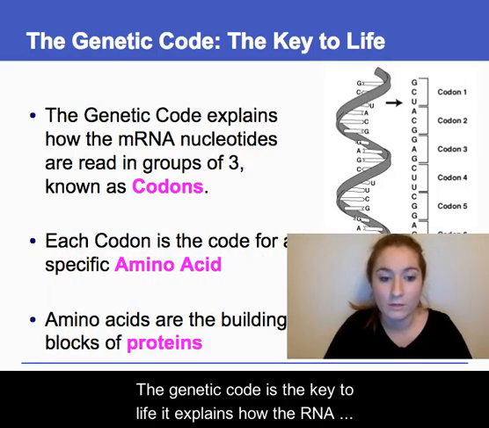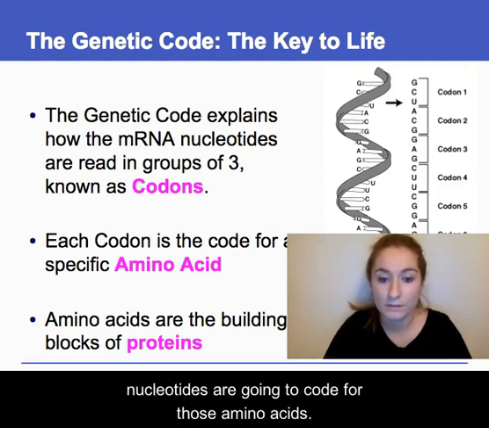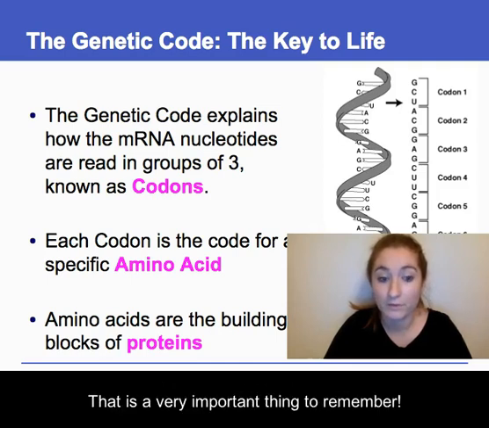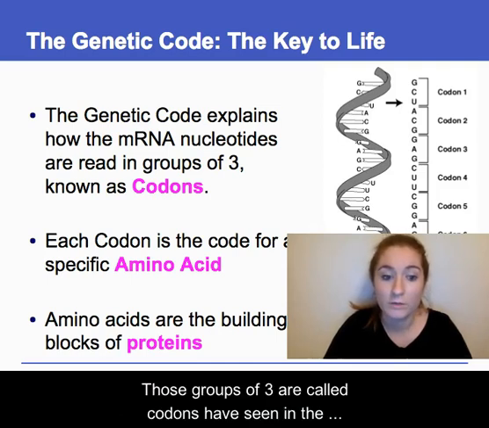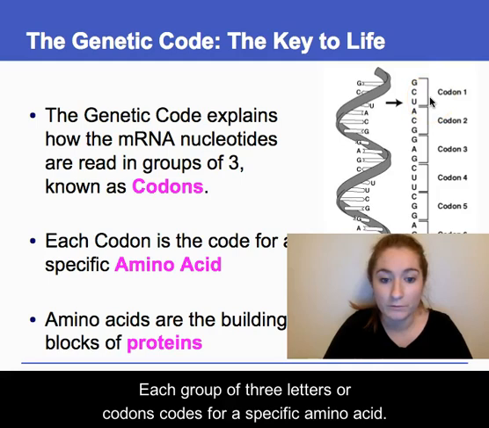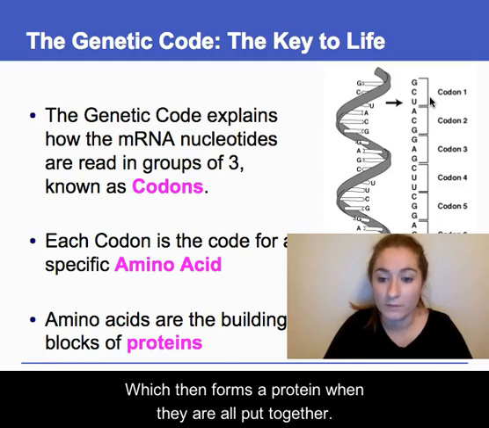The genetic code is the key to life. It explains how the RNA nucleotides are going to code for those amino acids. The nucleotides are read in groups of 3. That is a very important thing to remember. Those groups of 3 are called codons, as seen in the picture over here. Each group of 3 letters, or codon, codes for a specific amino acid, which then forms a protein when they are all put together.